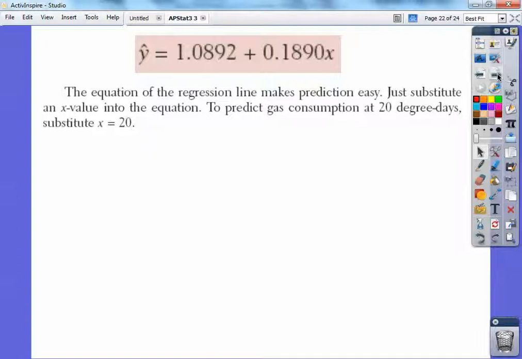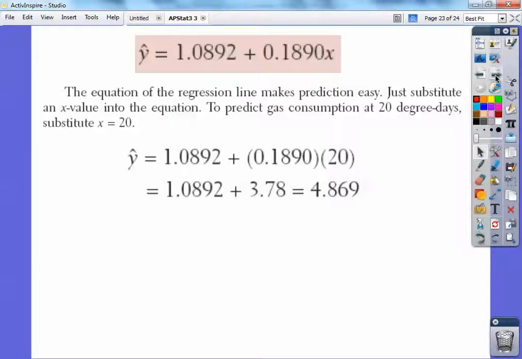Okay, so the equation of the regression line makes prediction easy now. Just substitute any x value into the equation right here. So if I wanted to predict the gas consumption of 20 degree days, which would be 45 degrees, because remember a degree day is how many degrees it is below 65. So 45 is 20 degrees below 65. Anyway, plug in 20 right there. Sorry for the long answer. And so you find out that their gas consumption is 4.869.